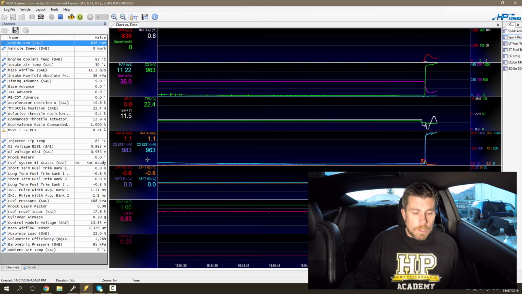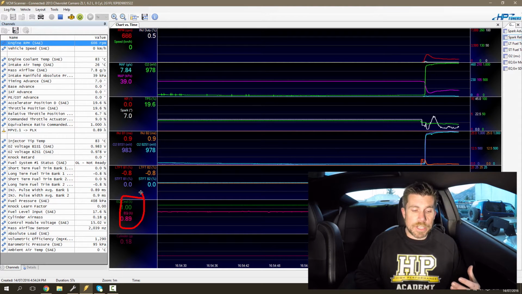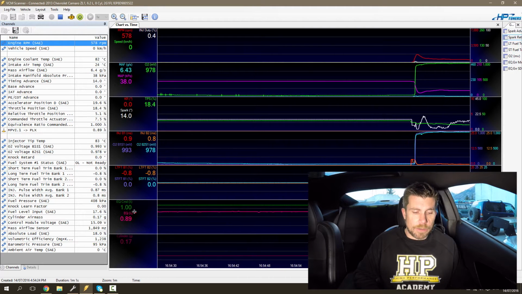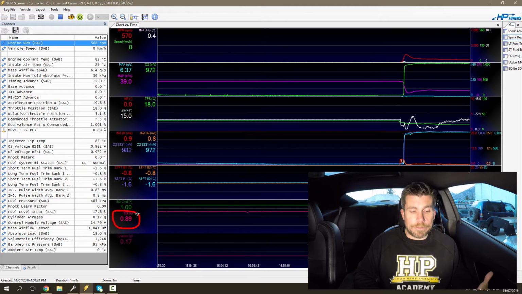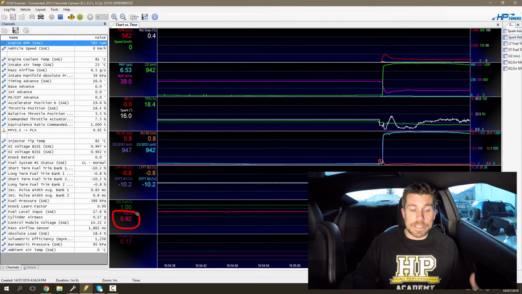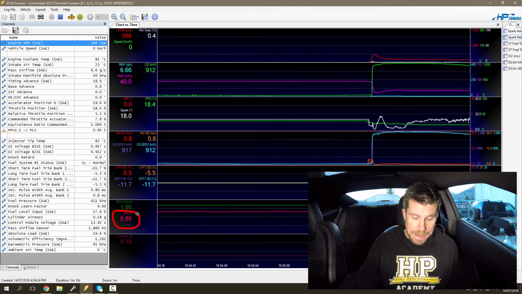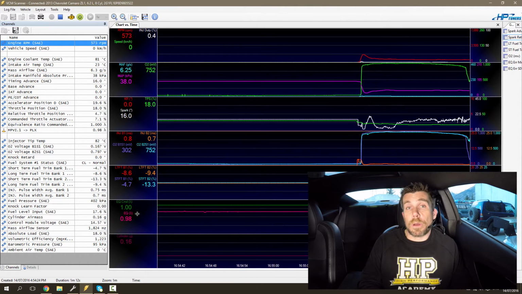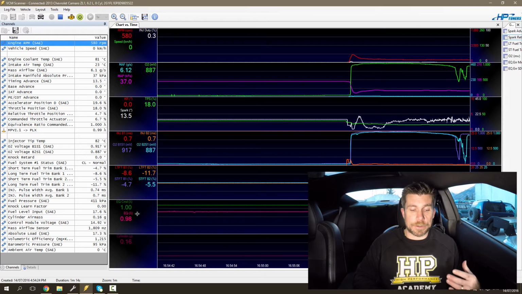In particular, what we're looking for here is our commanded lambda versus our measured lambda. You can see in green our commanded lambda is sitting at 1.0. However, immediately after the reflash, our measured lambda is sitting around 10 to 12% richer than our target. Now this is the problem with the rich after reflash situation.